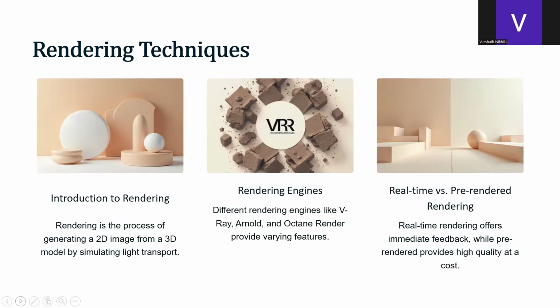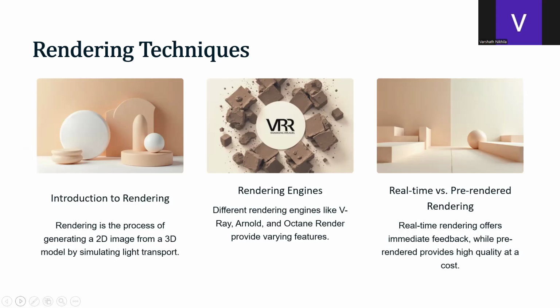Then rendering techniques. Basically, rendering techniques transform the 3D world into a 2D image. It simulates how light interacts with surfaces, shadows, reflections, and more. Rendering is the process of generating a 2D image from a 3D model by simulating light transport.